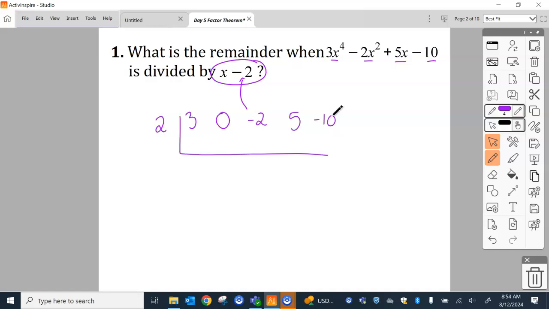All right, I'm going to run through the synthetic division pretty quick. So we bring down that first number. We multiply 3 times 2, which gives us 6. Anything in the L is added, so 0 plus 6. Next, we multiply. 2 times 6 is 12. We add, multiply, add, multiply, add, and that very last number is our remainder. So the remainder here is 40.